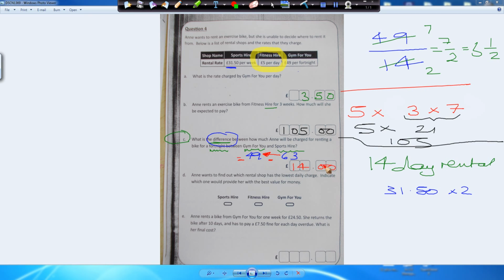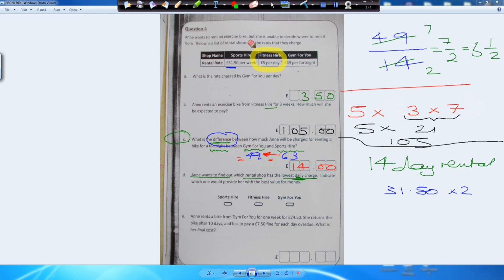Okay, lovely. Let's move on to the next bit. So Anne wants to find out which rental shop has the lowest daily rate charge, to indicate which one would provide her the best value for money. Now, I think one of them was really good.